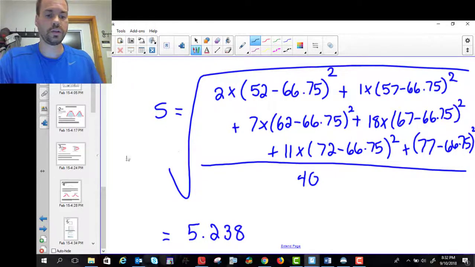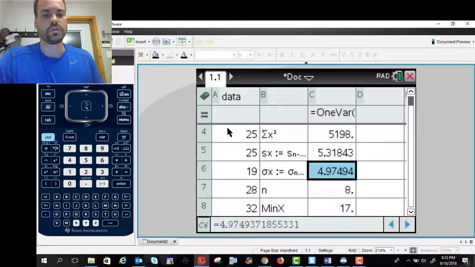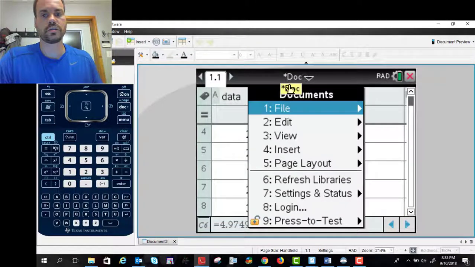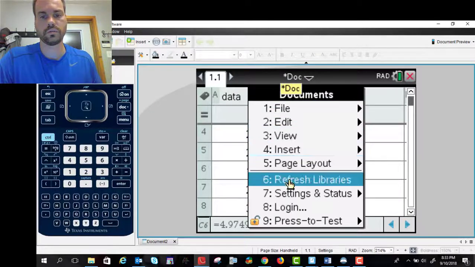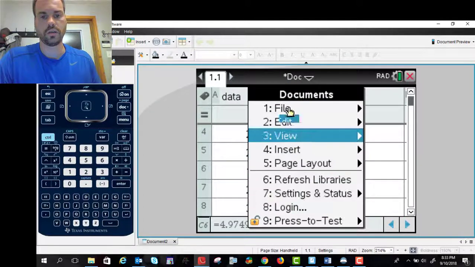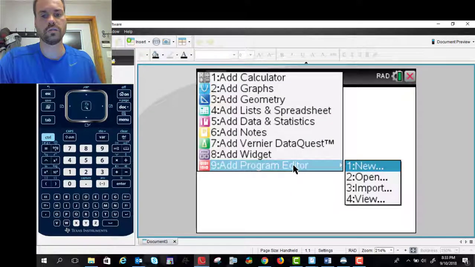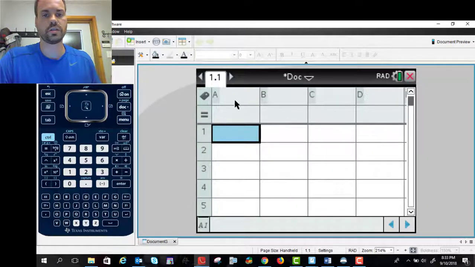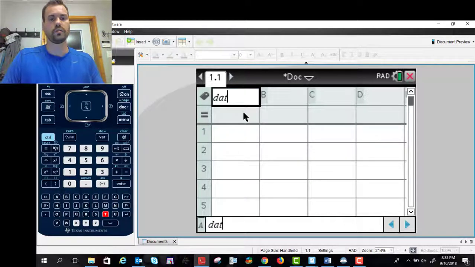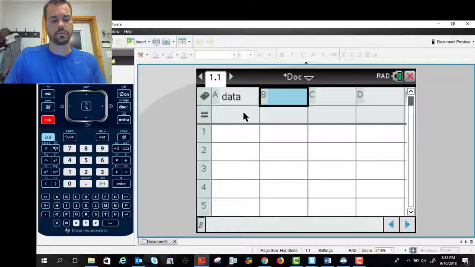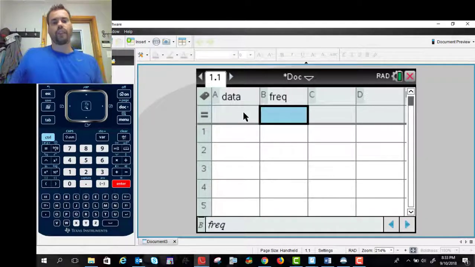Now, if you want to do it on the calculator, all you have to do is put your data in here. So I'm going to close this out and get a new one. So I'm going to go File, New Document. I'm not going to save the old one. And I'm going to put a list and spreadsheet in, and I'm going to put my data in here. But then I'm going to put my frequency in here. So I'm going to call it FREQ.